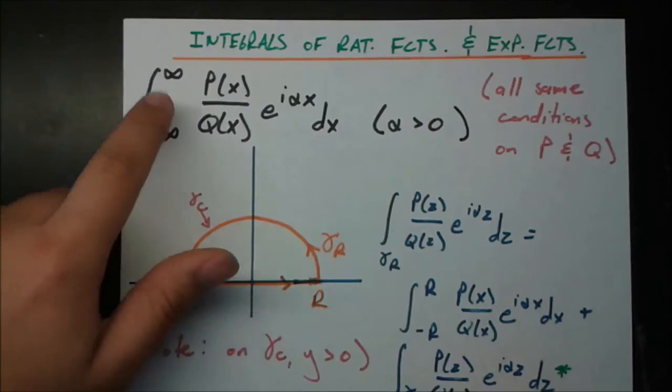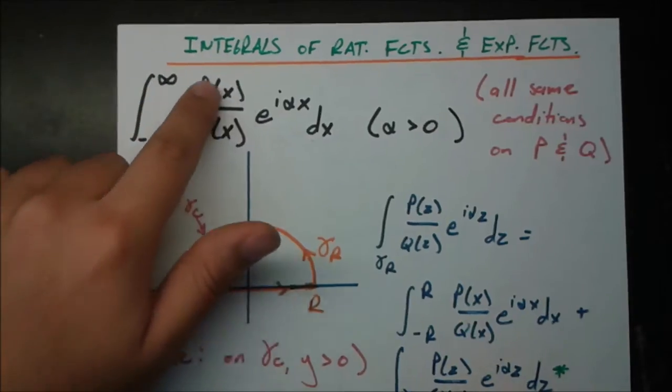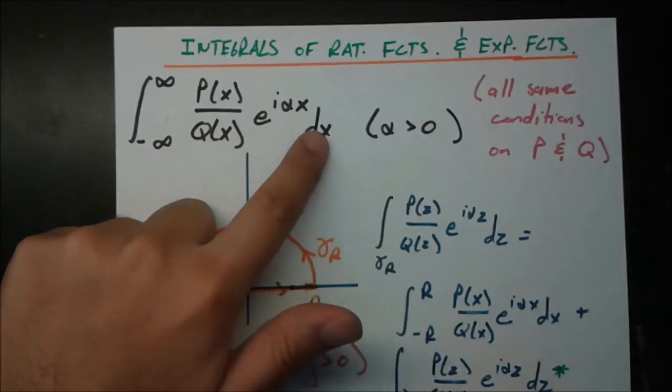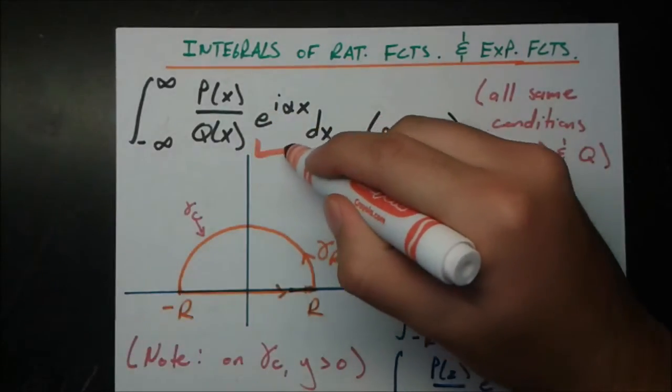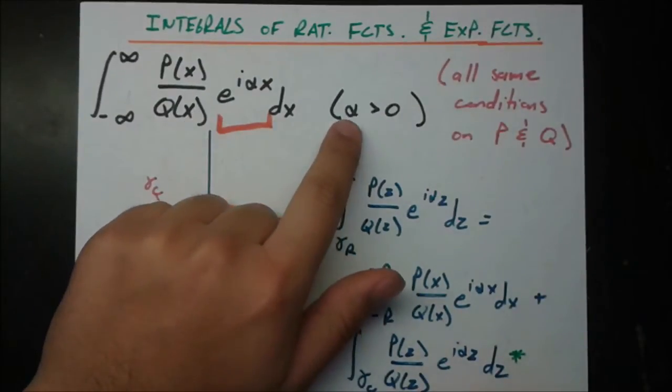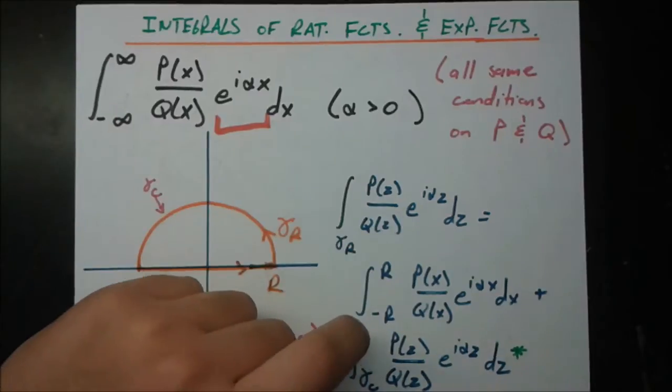It's going to be the integral from negative infinity to infinity of p of x over q of x, so far the same as last time, and in addition multiplied by e to the i alpha x dx. The new addition here is this e to the i alpha x, the exponential function. The other restriction is that alpha should be positive. We'll talk about alpha being negative at the end of the video.